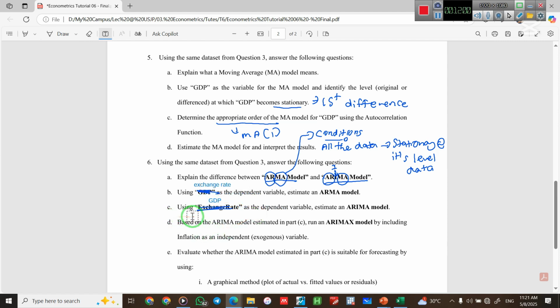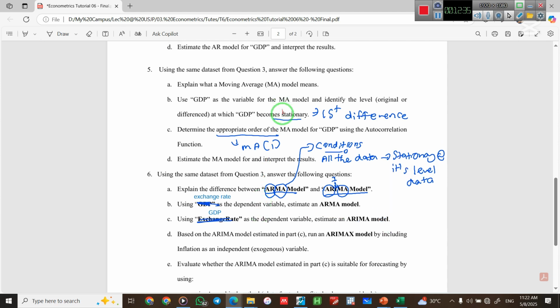So what you have to do is, using the GDP as the dependent variable, estimate an ARIMA model. So now you know that in the ARIMA model, AR is the number of AR terms and MA is the number of MA terms. I represents the differencing, or the level of integration, right? So you know that in order to run the ARIMA model, the variable should be stationary after we conduct the differencing, right? In the GDP we know that the GDP becomes stationary at its first difference, right?